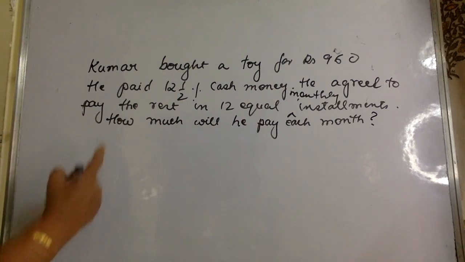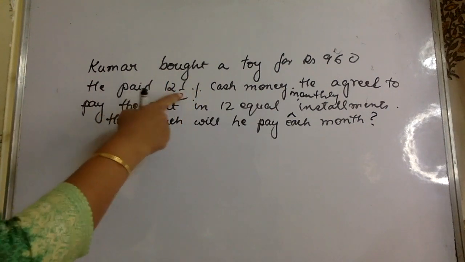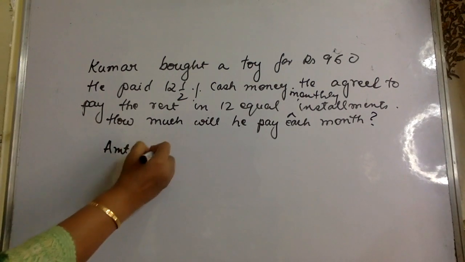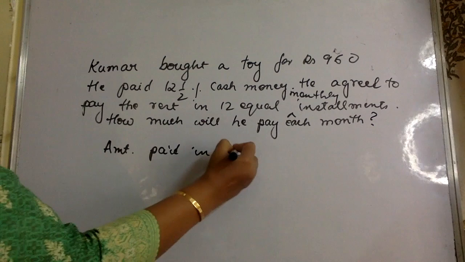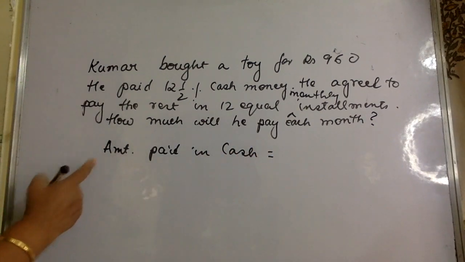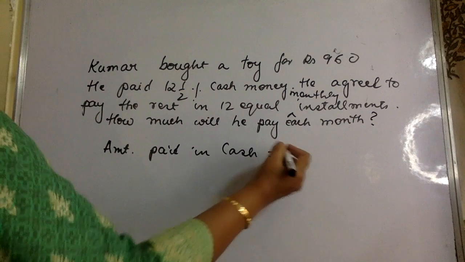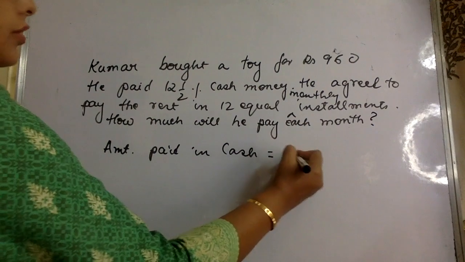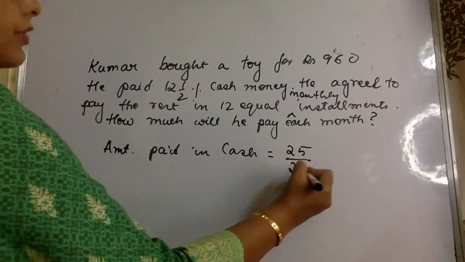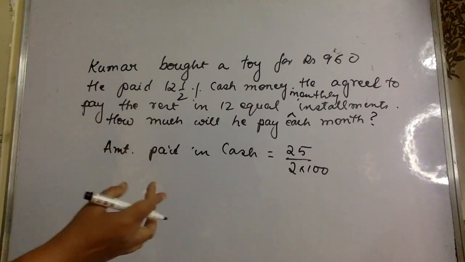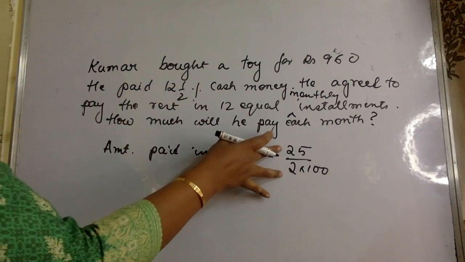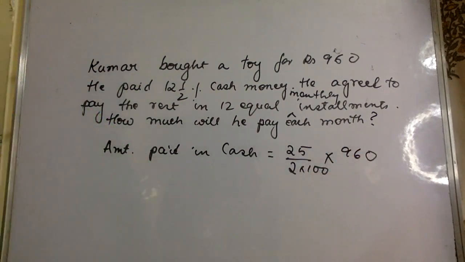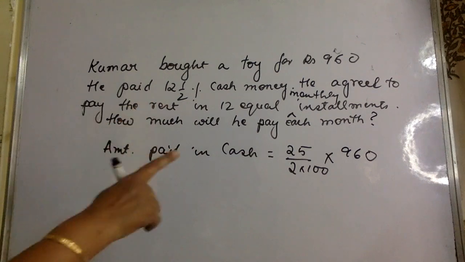So first thing, the cost of the toy was rupees 960. He paid 12.5%. Let's see how much amount was paid in cash. Whenever it's money, you should use amount. 12.5, if I convert it from a mixed to an improper fraction, is 25 by 2. Now convert it to a fraction by dividing by 100. This fraction of 960 is the amount that will be paid in cash.